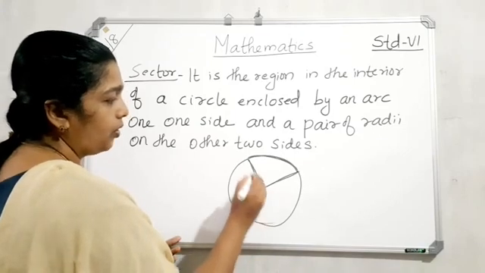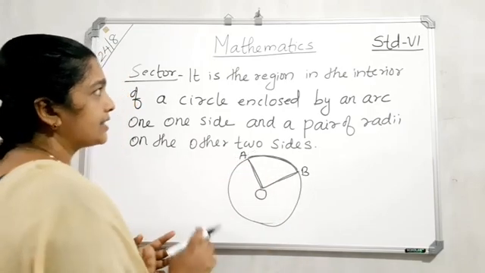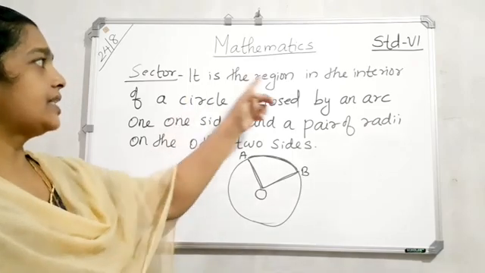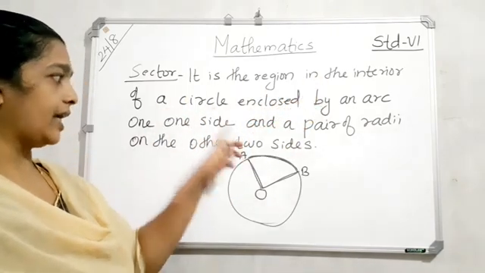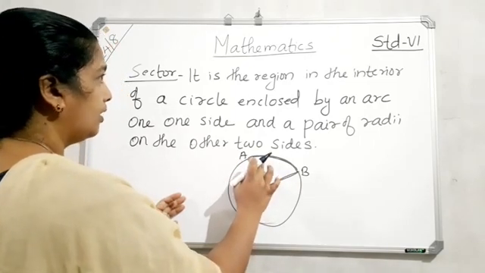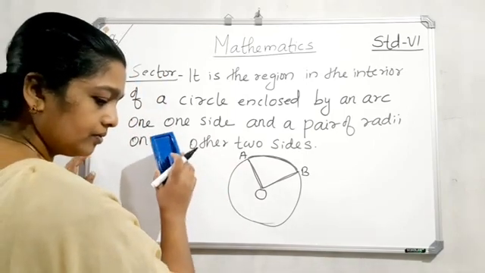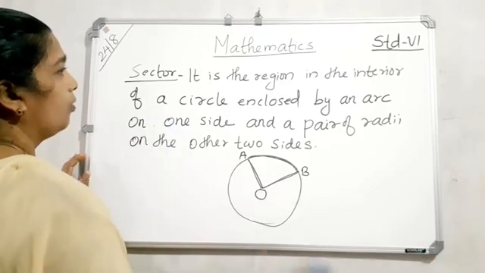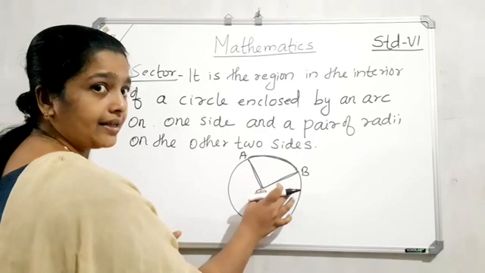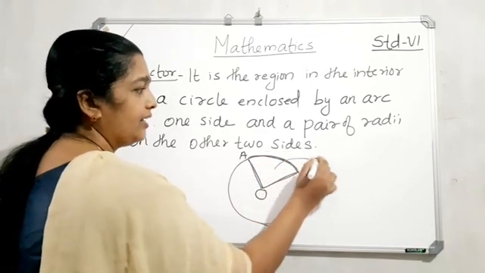So these are two radii. Here center O, then I put point A and B. So AOB is the sector of the circle. What is sector? It is the region in the interior of a circle enclosed by an arc on one side and a pair of radii, two radii with an arc. This portion is called sector.